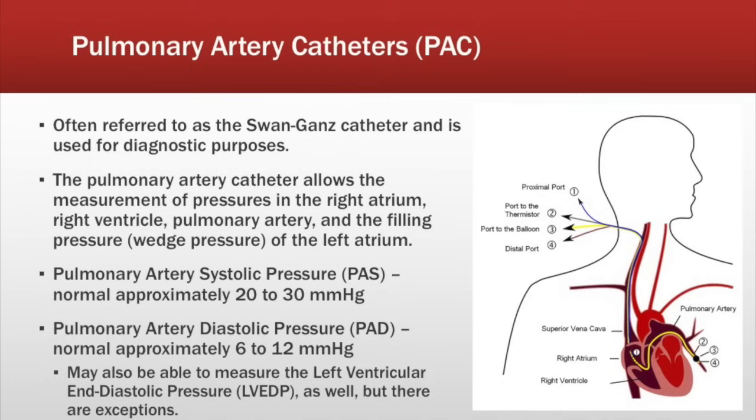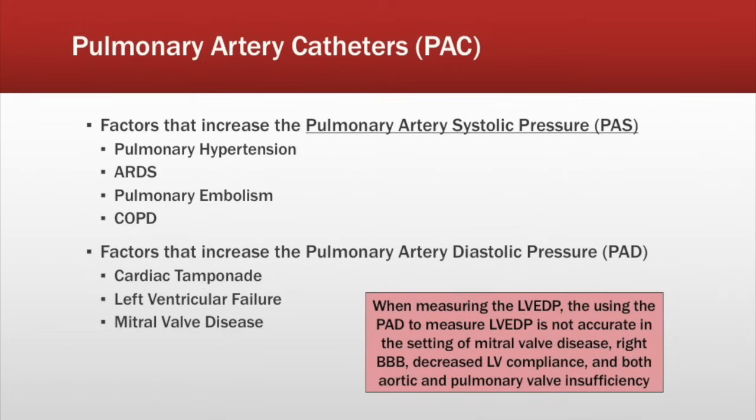So this is where I said earlier in the video that you could measure your left ventricular end-diastolic pressure with your pulmonary artery diastolic pressure. These are roughly going to be the same numbers. However, in the setting of cardiac tamponade, left ventricular failure, mitral valve disease, a right bundle branch block, decreased left ventricular compliance, you can have a lot of instances where you cannot use the left ventricular end-diastolic pressure as your PAD. So just know that for the test, but also know that your PAD and LVEDP are roughly the same number unless you have these issues right here in the pink box.